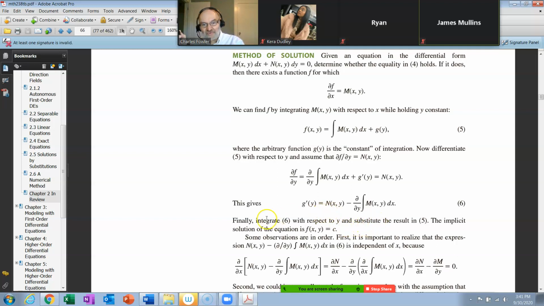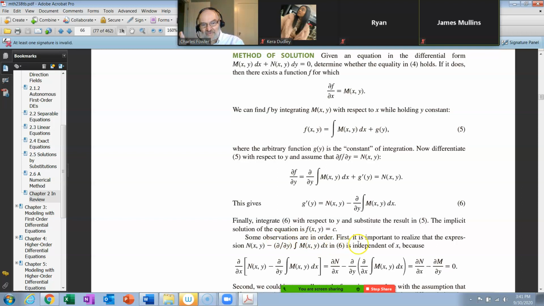the implicit solution of that equation then is that f(x,y) is equal to c. Now, it seems like, hey, where did that come from here? Okay, we'll come back to it in a minute.